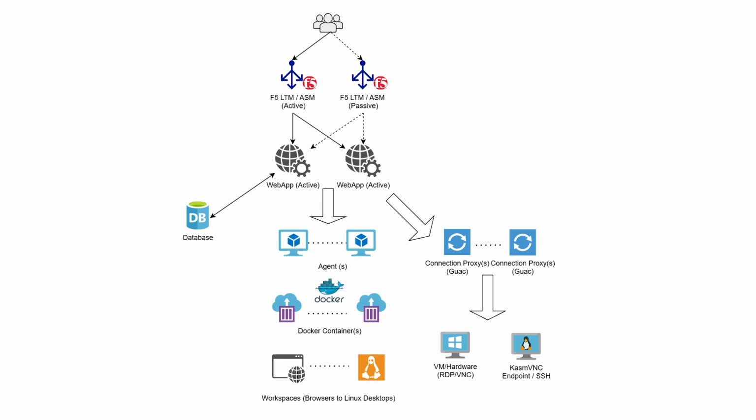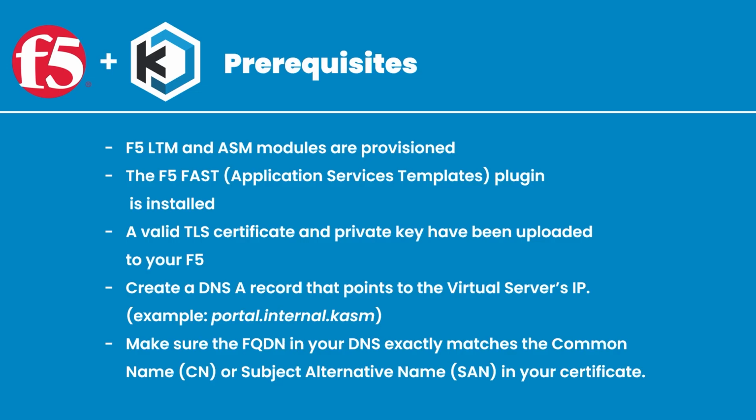The web app nodes communicate with a central database and also with a pool of Kasm agents. These agents run Docker containers that serve browser-based Linux desktops to users. On the right side, we have the connection proxies. These are responsible for brokering RDP, VNC, or SSH connections to non-containerized workloads such as physical VMs, Windows servers, or SSH endpoints. Before you jump into the setup, make sure you have the following ready.